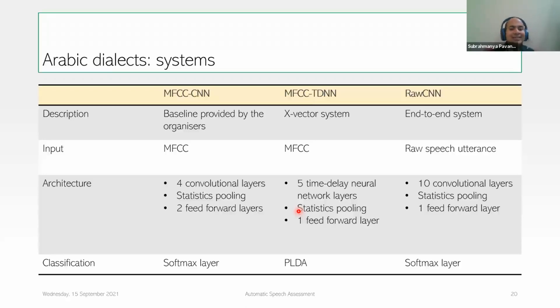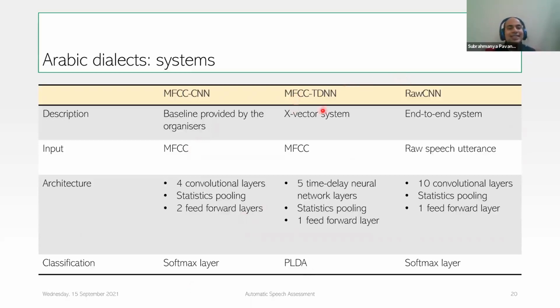So there are three systems that we have compared. The first one is the baseline provided by the organizers that we did not build. The input consists of multi-frequency capsule coefficients, which is a standard feature set, followed by the neural network architecture that has 4 convolution layers, a statistics pooling layer that I have described before, and 2 feed-forward layers, and then a softmax layer.